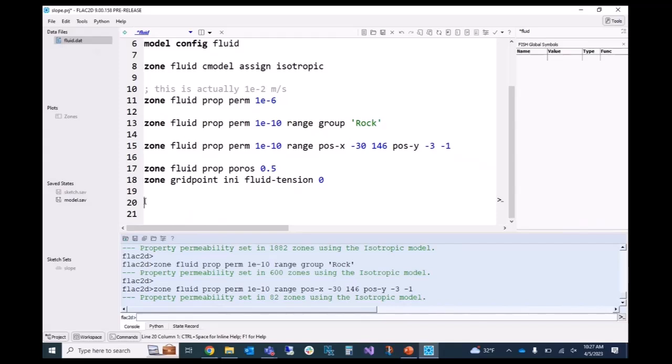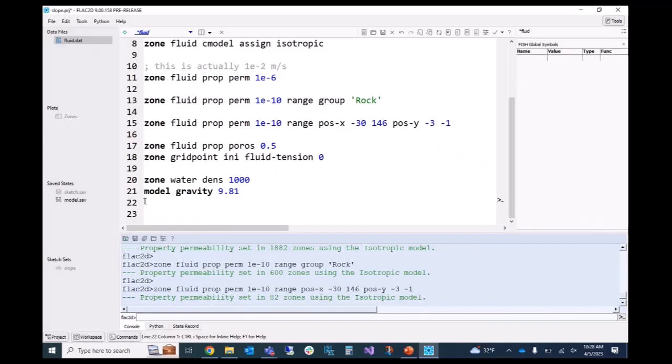But it can't do that unless it knows what gravity is and what the density of the water is, right? So it needs the density of the water, the gravity, and the depth below the water table to work out the pore pressures. So what I can say is zone water density 1000, and then model gravity 9.81. And then I can give a water table.